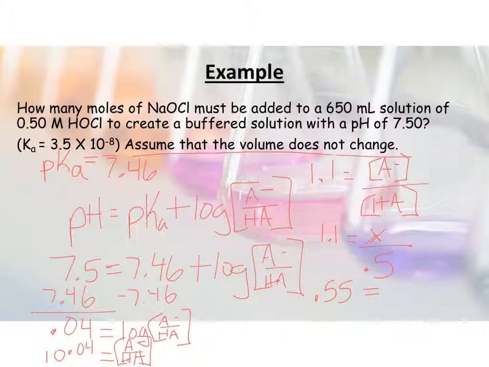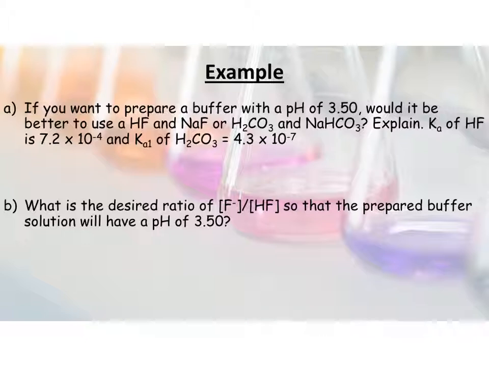Now I know that my solution is going to be 650 mL, which is 0.65 L, and then my moles is on top, so I solve for my moles, and I get that I need 0.3575 moles of the NaOCl.